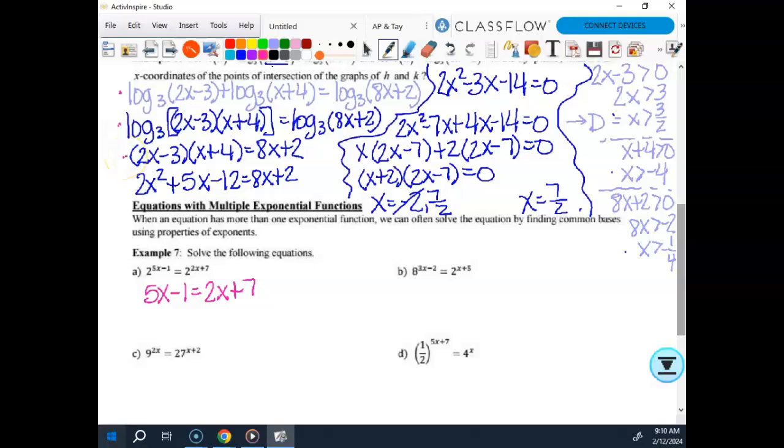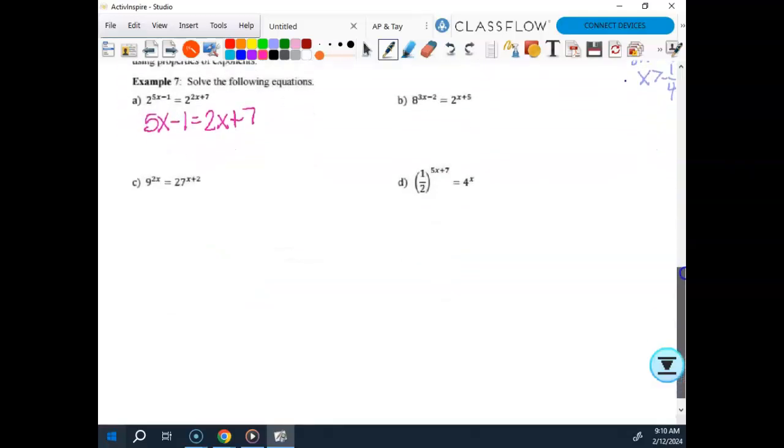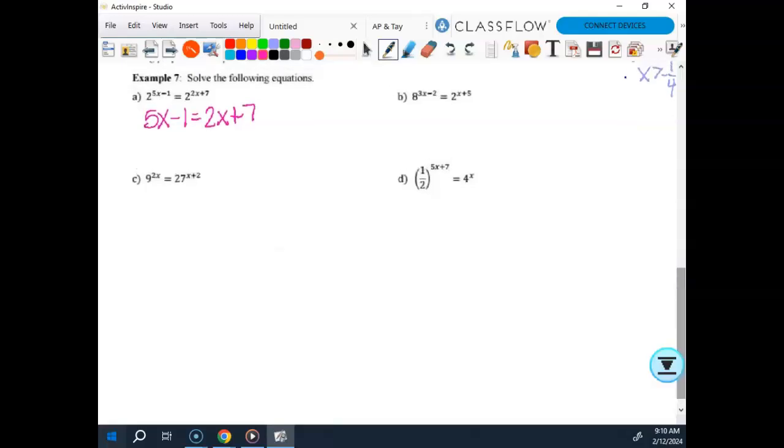Does that make sense? And then when you solve, if you're skipping steps, that's fine. But that progression has to be there to show that you're following the log rules. We good with that? Okay. So I've got 5x minus 1 equals 2x plus 7. I can just solve that. So I'm going to get 3x equals 8. So x equals 8/3.